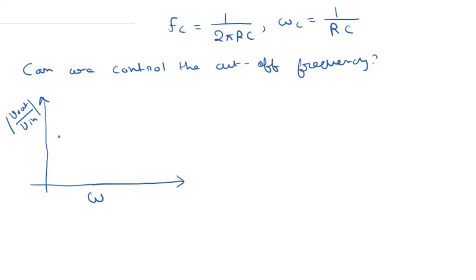So the plot of mod of V out by V in versus omega is also called transfer characteristics. So remember this term. So this is known as transfer characteristics, mainly because it is a measure of how much of the input is transferred to the output. So that is why it is known as transfer characteristics. And here I am drawing the transfer characteristics for a low pass filter.